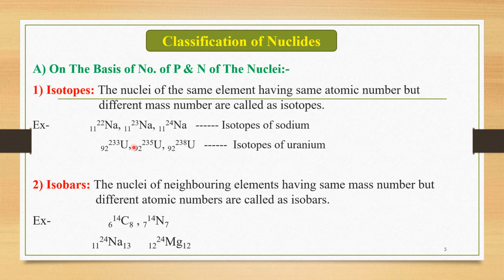The second simple example of isotopes is the isotopes of uranium, having common atomic number 92 and different mass numbers 233, 235 and 238.